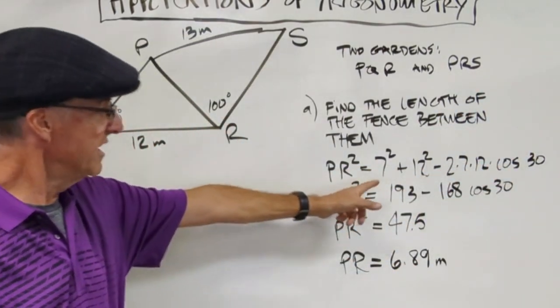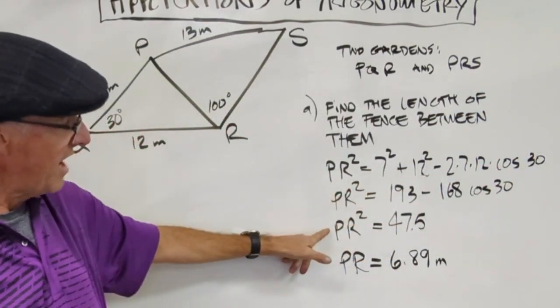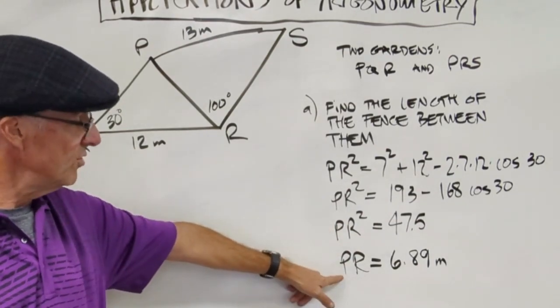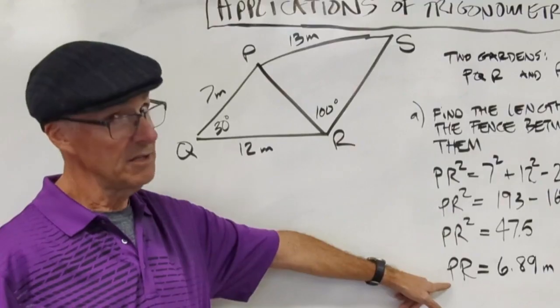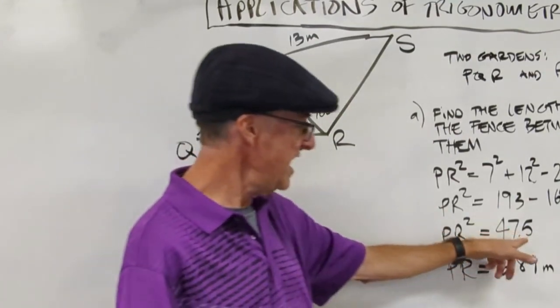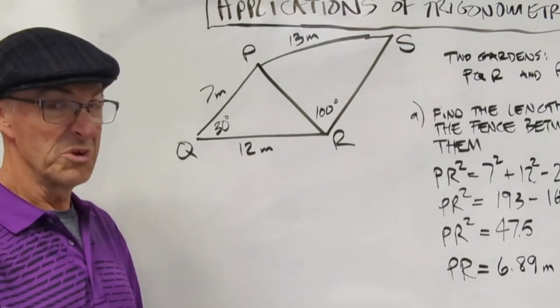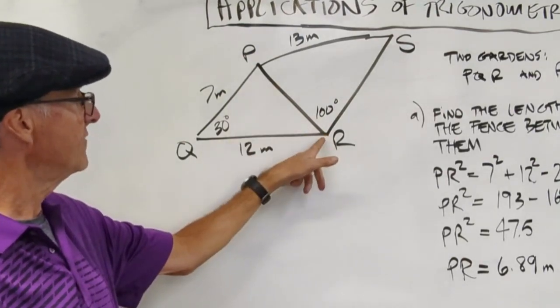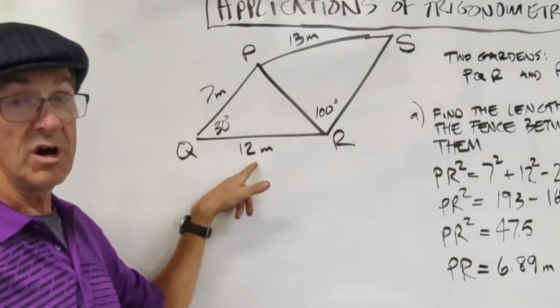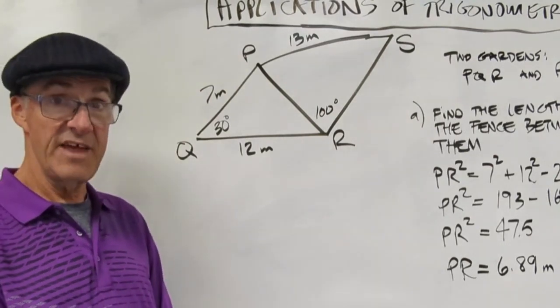Crunch my numbers, crunch it down. Now remember to take the square root to get your final answer. Lots of folks forget that step and they would just say, hey, it's 47.5. If you got there and you did the reasonableness test, you'd realize that there's no way that can be 47.5 if these are 7 and 12. Okay? So that's how that one goes.